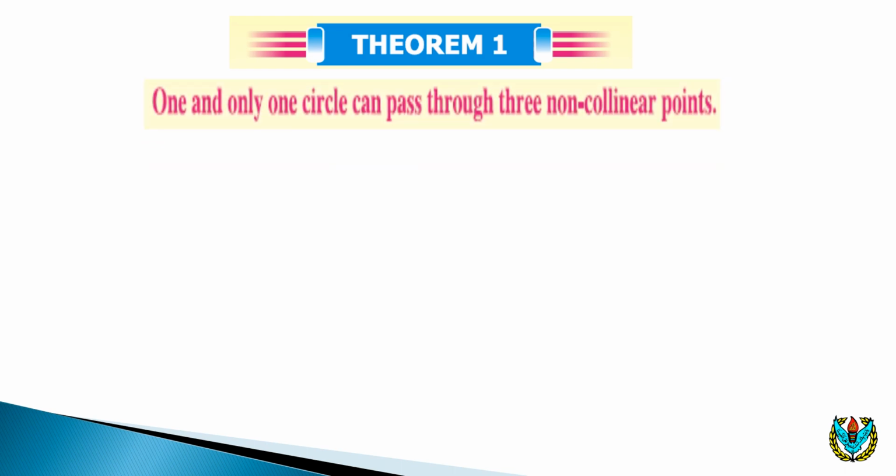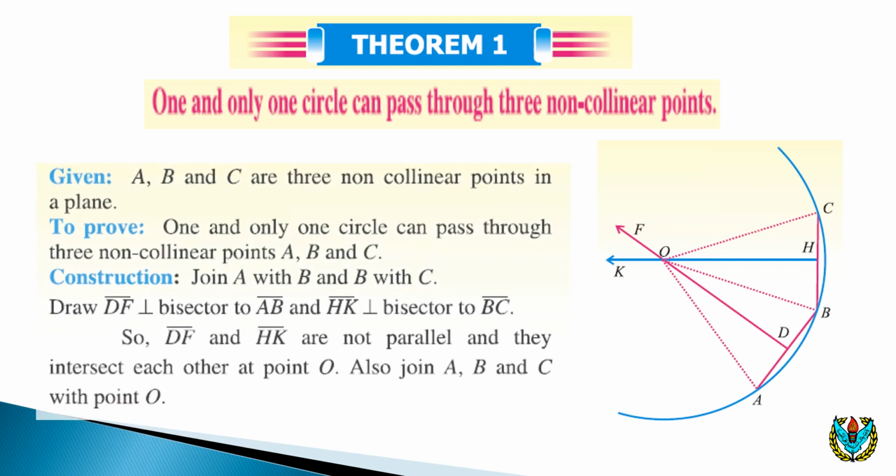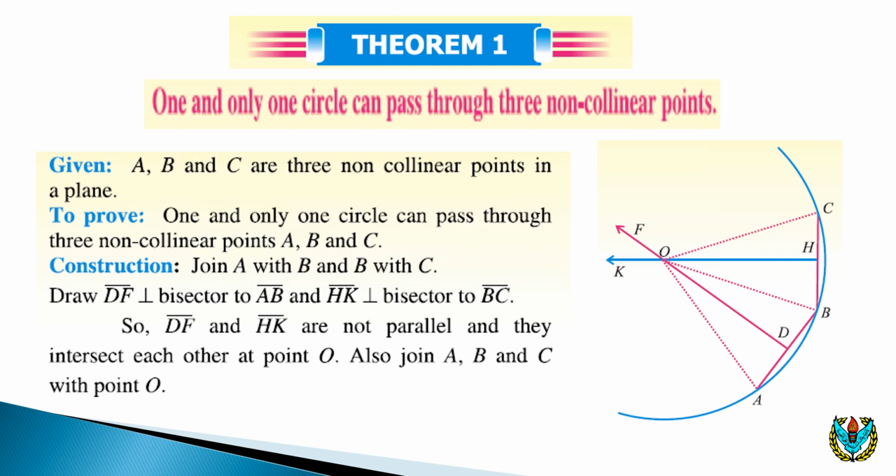Theorem number 1 states that one and only one circle can pass through three non-collinear points. If we have 3 points A, B and C which are non-collinear, one and only one circle can pass through 3 non-collinear points A, B and C. Given is that A, B and C are non-collinear points, one and only one circle can pass through 3 non-collinear points.